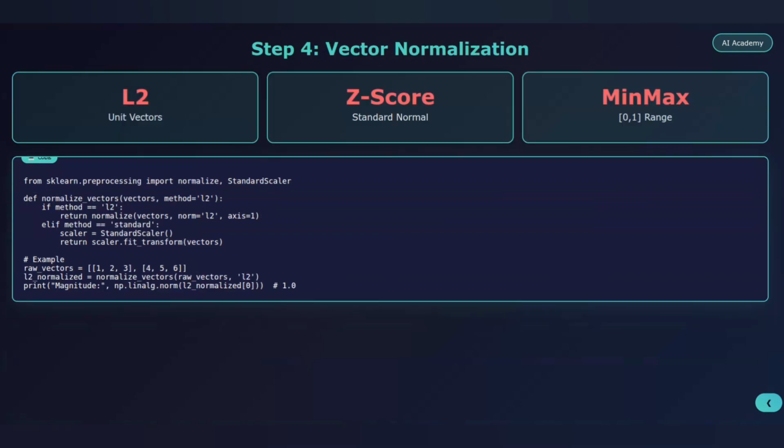Vector normalization is crucial for meaningful similarity computations. Let me show you the 3 most important methods. L2 normalization for cosine similarity, StandardScaler for neural networks, and MinMax for distance-based algorithms.